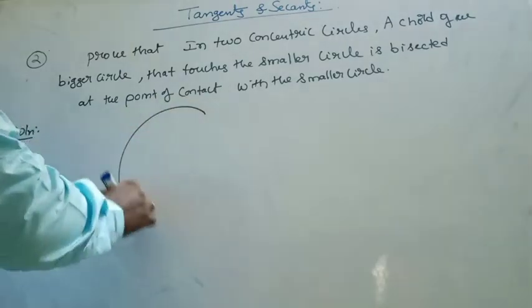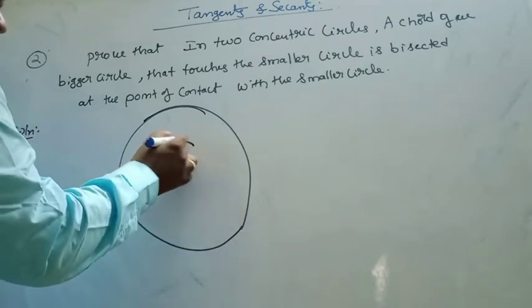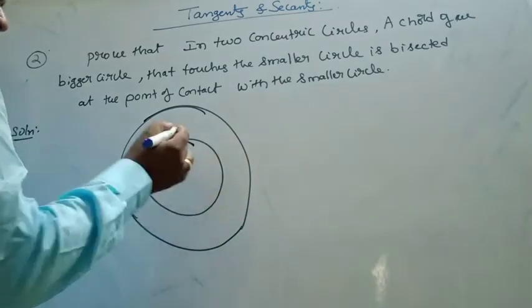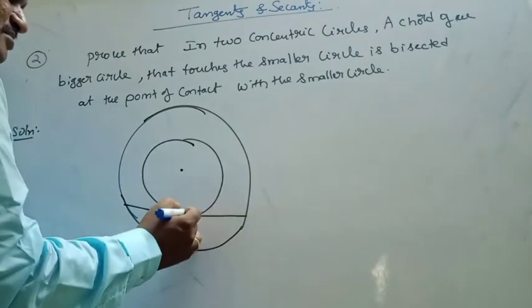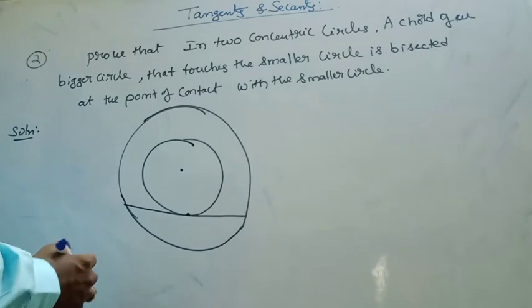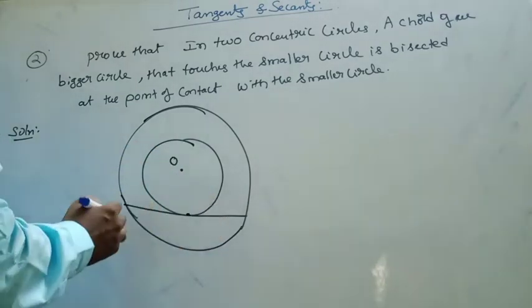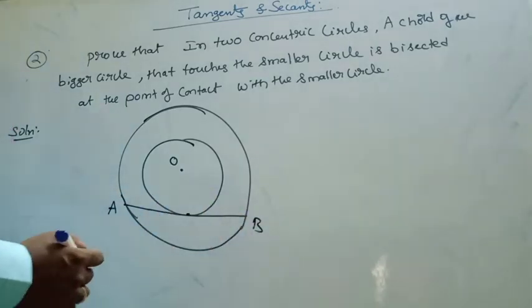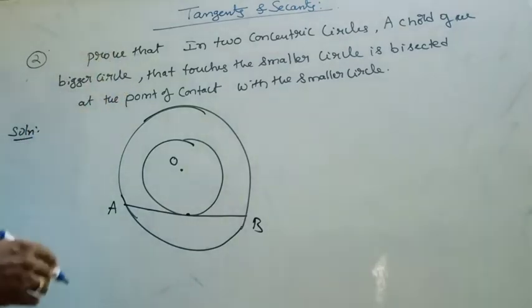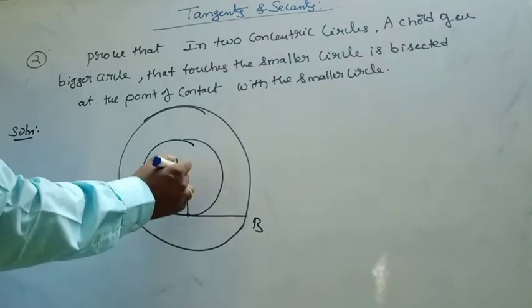We have a bigger circle like this, and a smaller circle. Both are concentric circles, and O is the center. Now the chord AB of the bigger circle touches the smaller circle at a point. We need to prove that a chord of the bigger circle that touches the smaller circle is bisected at the point of contact.